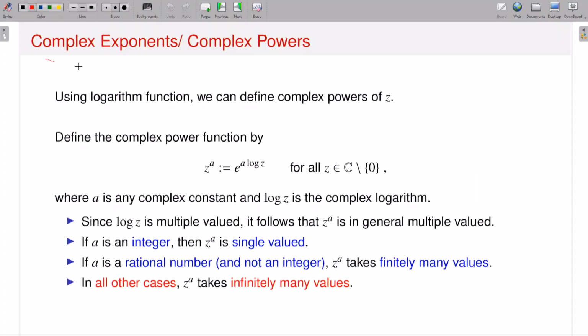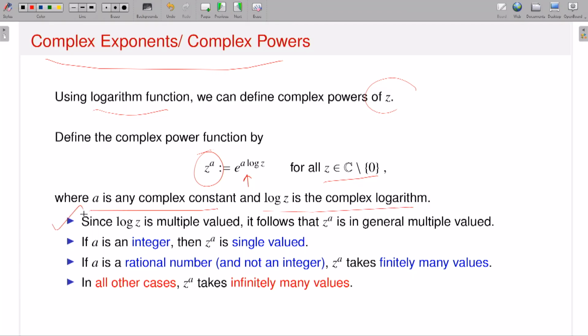So now you can define complex exponents or complex powers. Using the logarithmic function, we can define powers of z. That means I can define z to the power a the way I defined it in the real case. It should be e to the power a log z, where z is in C minus 0. But now it is quite clear, because I am defining z to the a in terms of small log, and small log is a multivalued function, that z to the power a will be a multivalued function. So now I can talk about its branches, where a is any complex constant and log z is the complex logarithm.